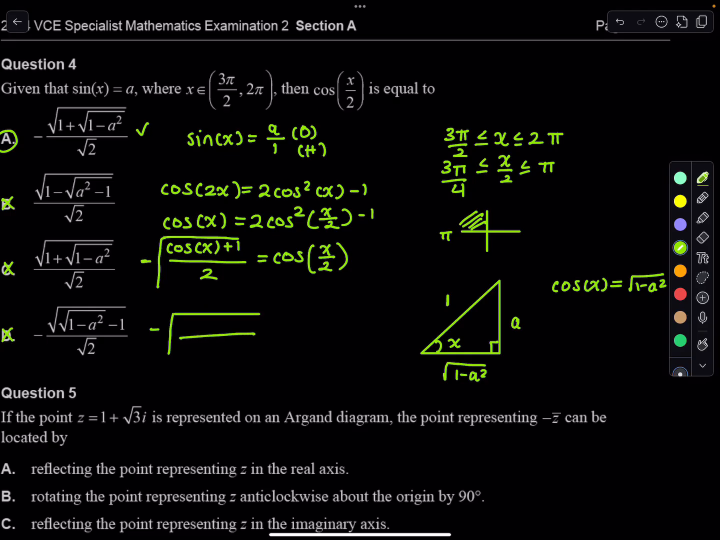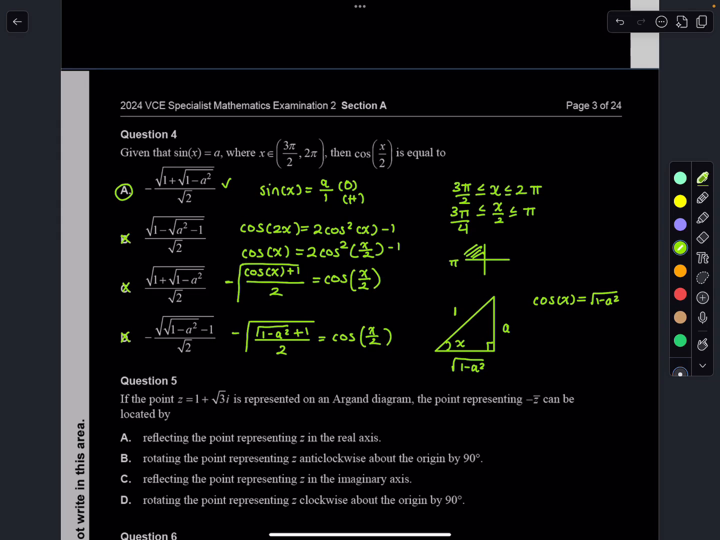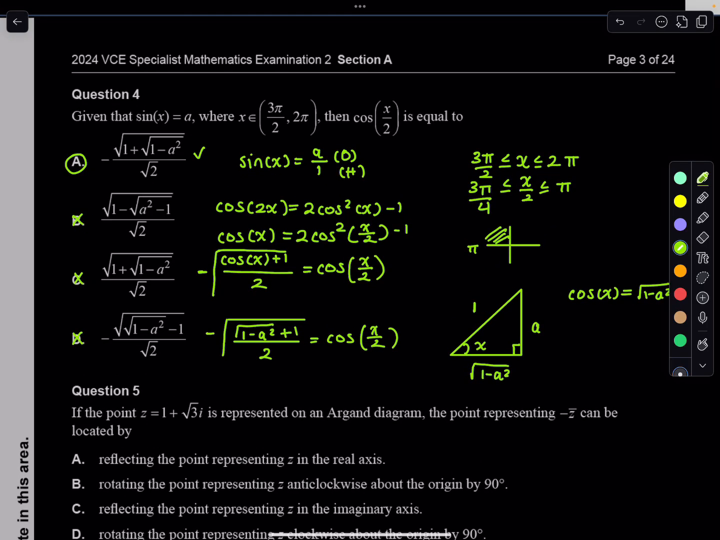So, it'll be square root of 1 minus a squared. Don't forget that plus 1 divided by 2. And that is our answer. And we can compare all our answers here. For example, the first one is perfect. It fits everything perfectly, and that's also root 2. Done. So that's how you do it normally using algebra.